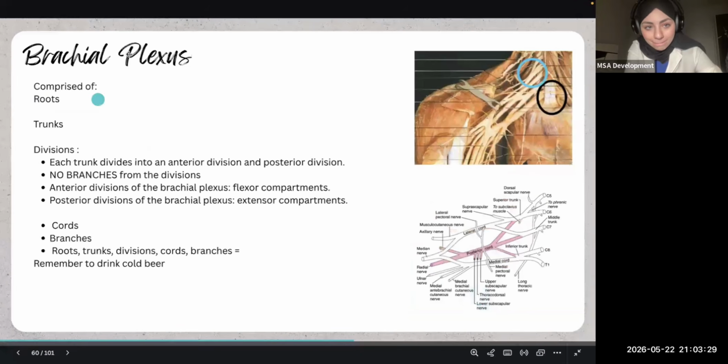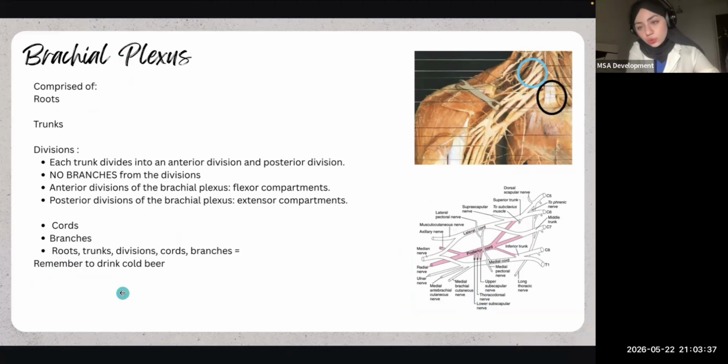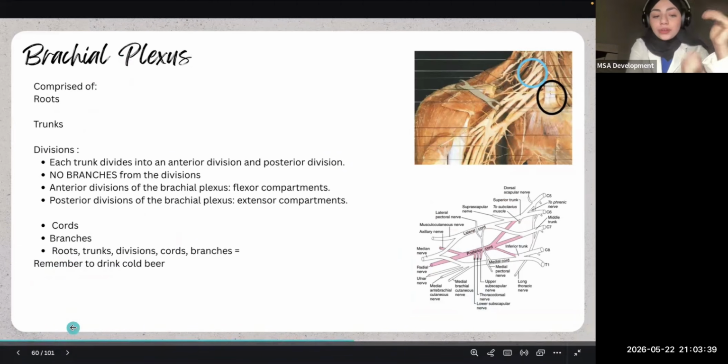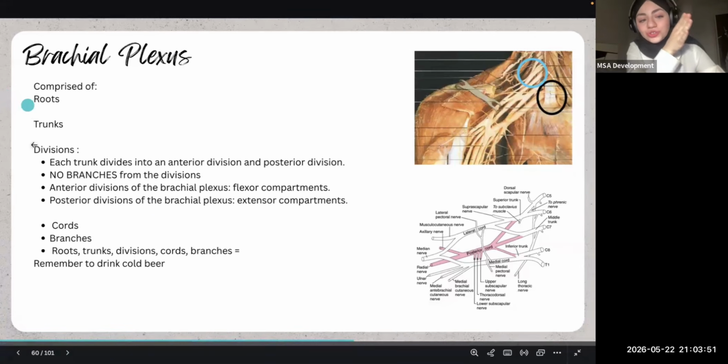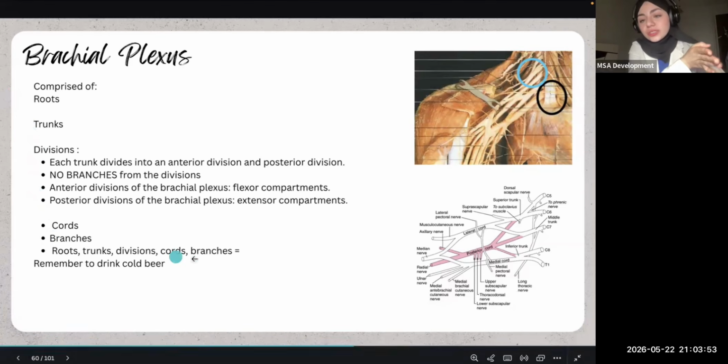Now, the brachial plexus. I want to get to this mnemonic. Remember to drink cold beer. Or you can say Robert Taylor drinks cold beer. The whole idea is to remember the flow, the order. The order matters. So root, trunk, division, cords, and then branches.